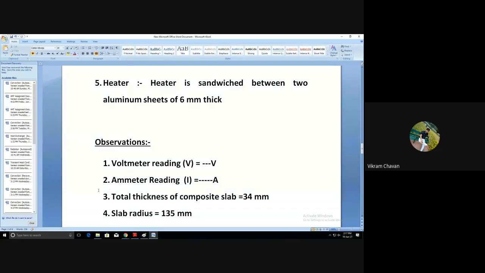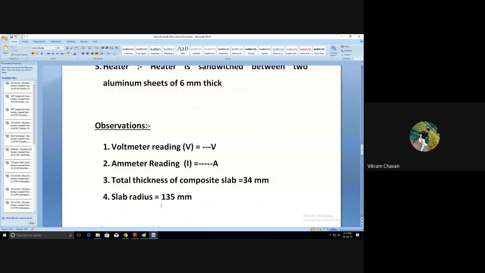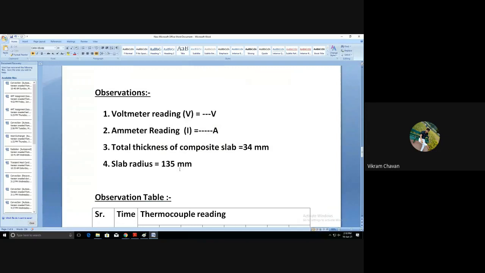Now the radius of the slab will be 135 mm. That is, as we have already discussed, each plate has a 270 mm diameter. So the radius of each slab, or each plate, will be equal to 135 mm. Okay, then we have to take the observations.